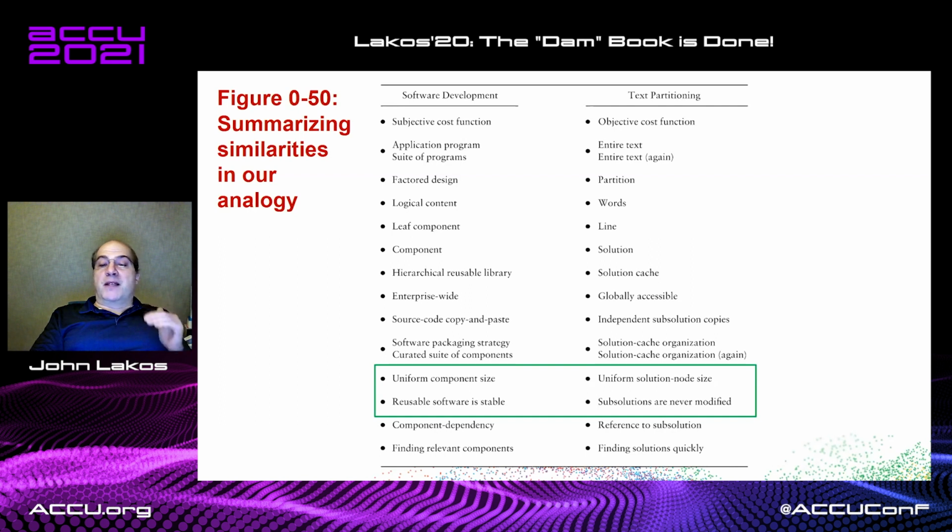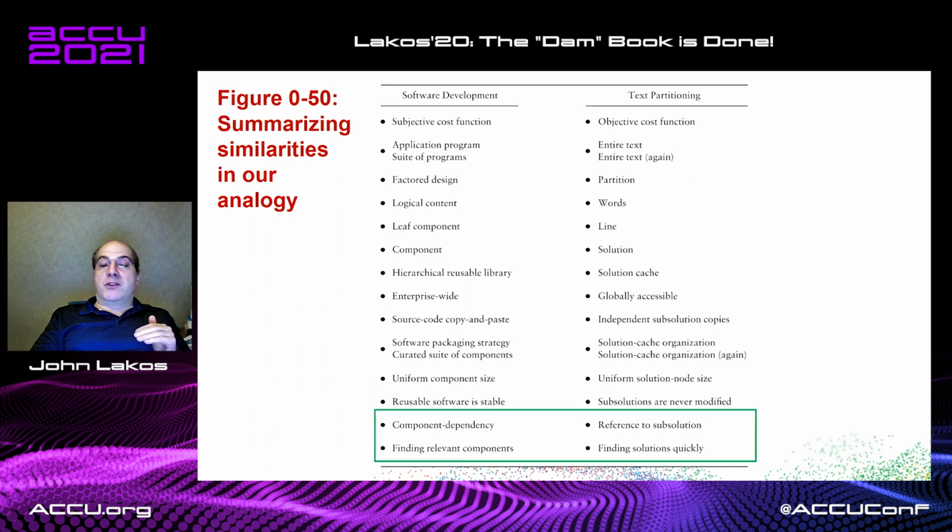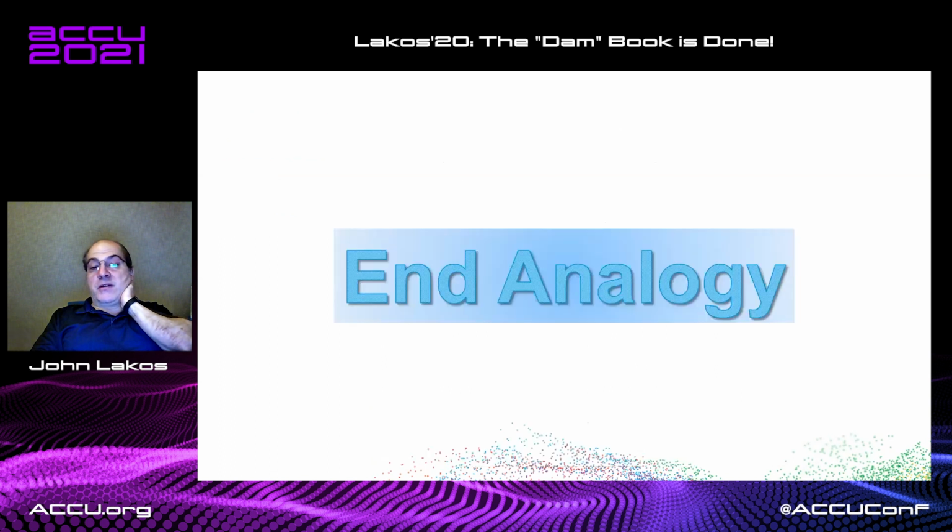We're now dealing with a fixed size thing that refers to other solutions. Both of these things are stable. In other words, once you have reusable software, once you have a solution, it never changes because other things depend on it. Component dependency, reference to sub-solutions, finding relevant components, finding solutions quickly. So if you just think about it, the problem maps nicely onto a very, very difficult problem in software engineering, namely top-down decomposition. And I hope this gives some intuition. That's the end of my analogy, and I can take some questions.